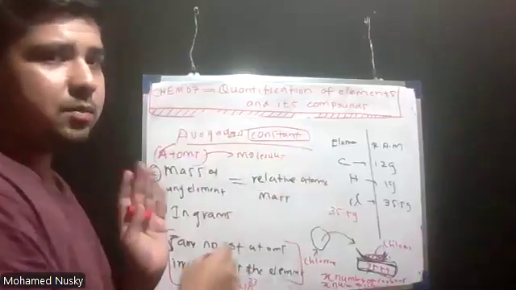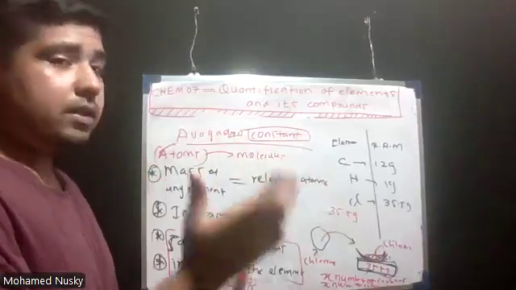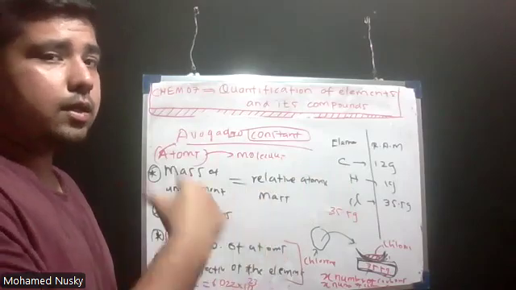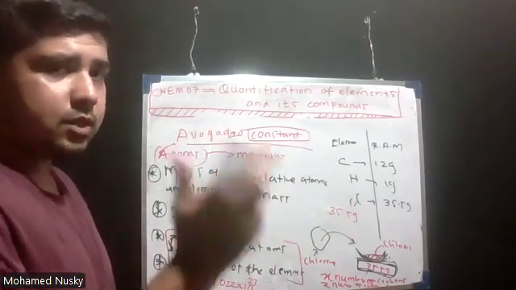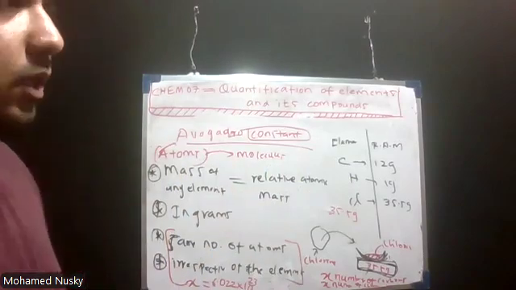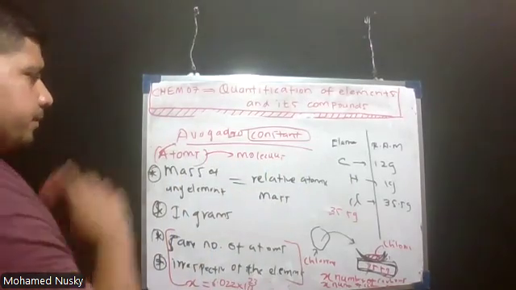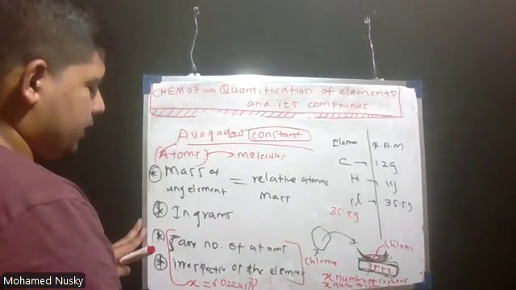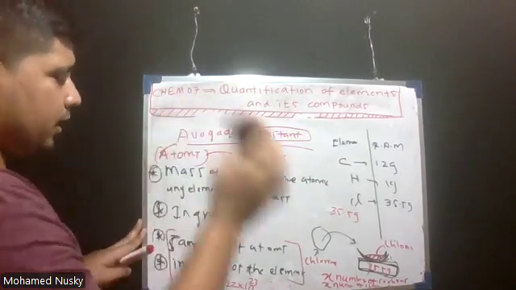The same concept, only the terms differ. Here atoms mean molecules, and molecules mean atoms. Only the terms refer differently, but the concept is the same for atoms and molecules. Now we'll see what is the Avogadro constant under molecules.